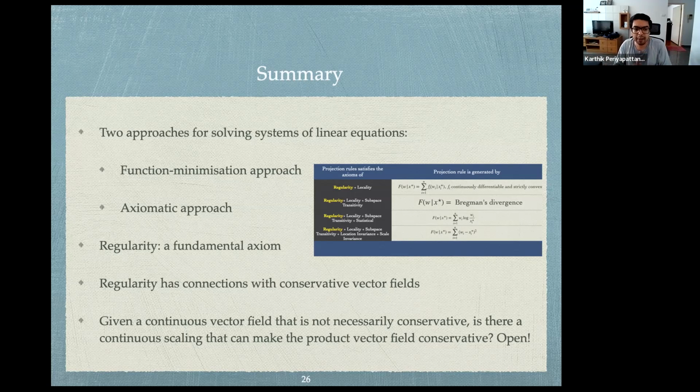In the talk, I described the axiom of regularity in some detail, and I showed what connection it has with conservative vector fields. The final open question that still remains is a general mathematical open question. It has nothing to do with information theory as such. We can pose it to mathematicians and ask for their suggestions as well. If we are given a continuous vector field, which is not necessarily conservative, is there a scaling of this continuous vector field that can make the product conservative? If we can answer this, we have some hope about regularity. We can get some insights into regularity. So this is where I would like to conclude.